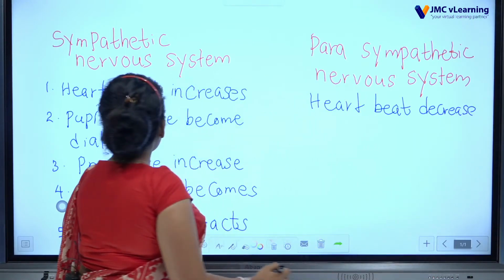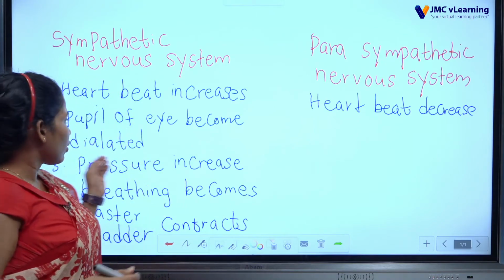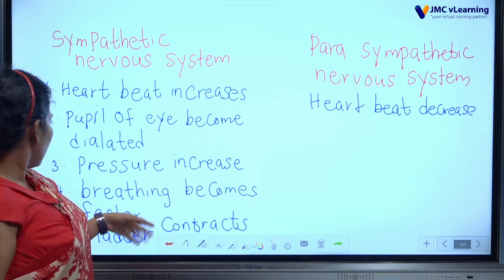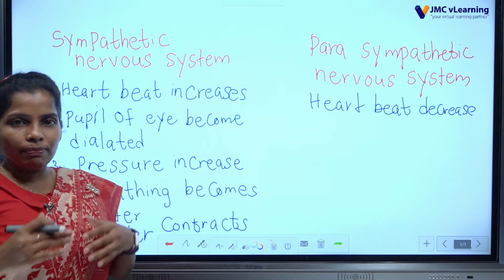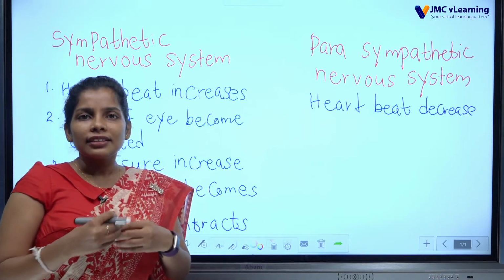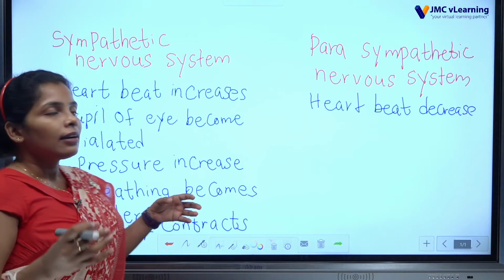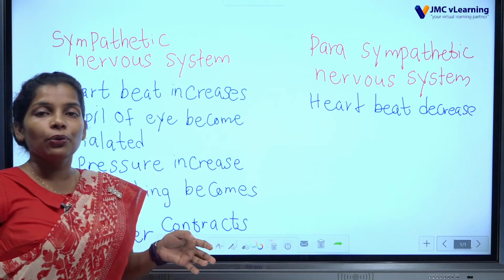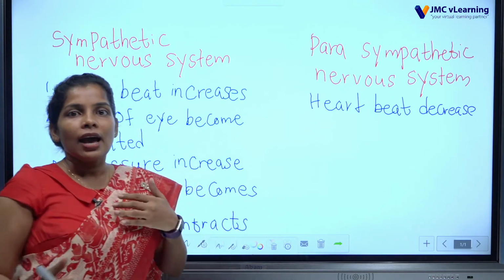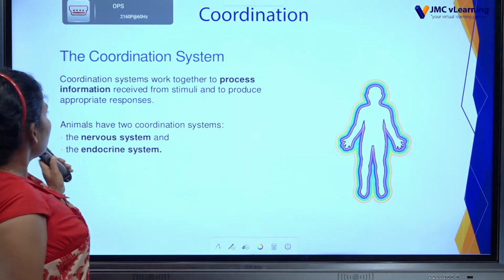Then the pupil of the eye becomes not dilated, it is contracted. Blood pressure decreases, and the breathing is not faster, it is cool and calm. You can release the urine because the bladder expands and relaxes. Those are the two nervous systems that affect us according to the situation.